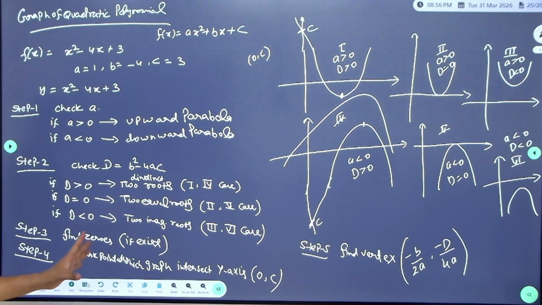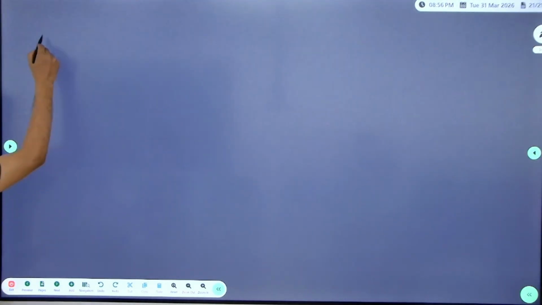This is done. You wrote all the steps. Okay. These are the proper steps. In your books, the steps are not given. I have written the steps properly so that you can make the graph very comfortably. So the example is x square minus 4x plus 3.